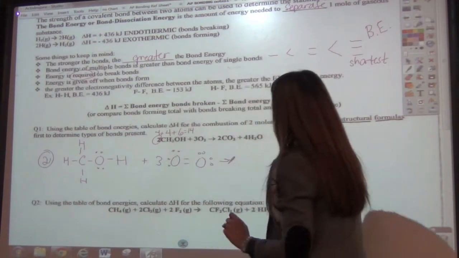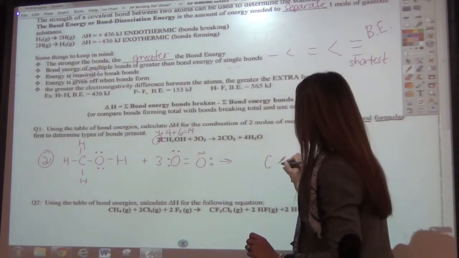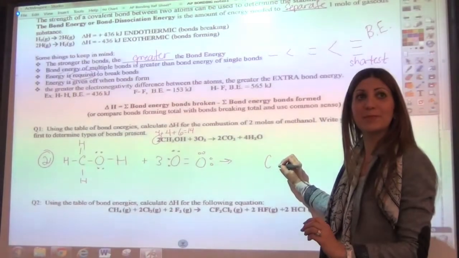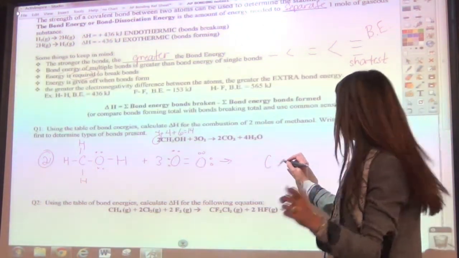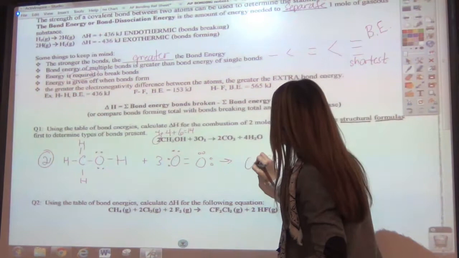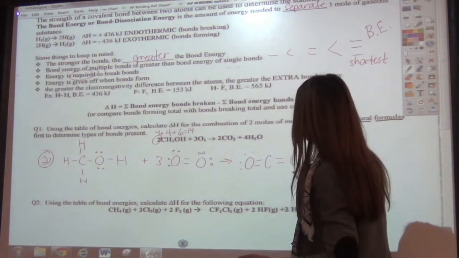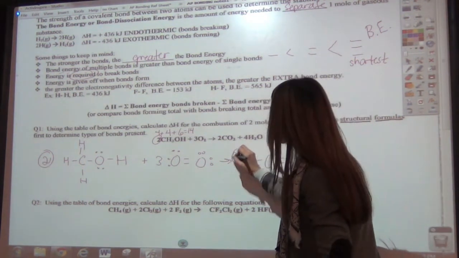Arrow, CO2. Do you remember what CO2 looks like? The Lewis, that's not the most stable type though. C, double bond on both sides. Double bond O with your dots going around it. And here I also have 2 of them.